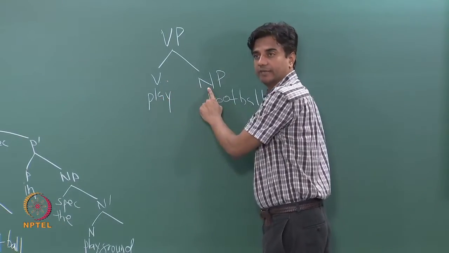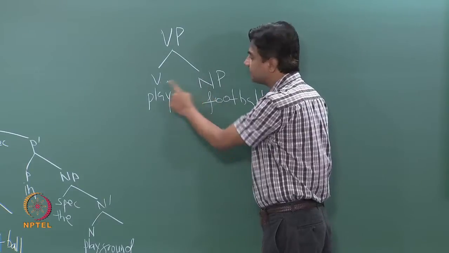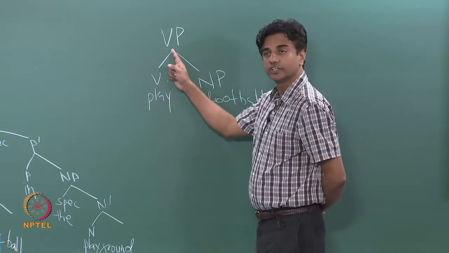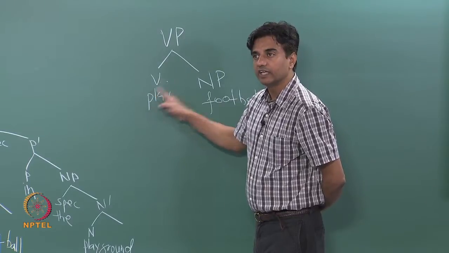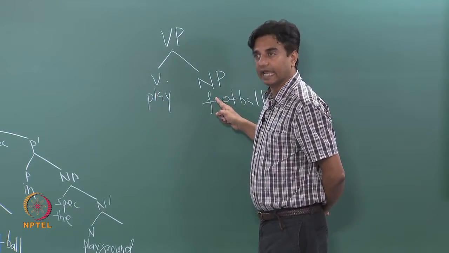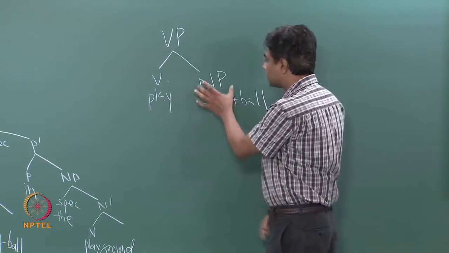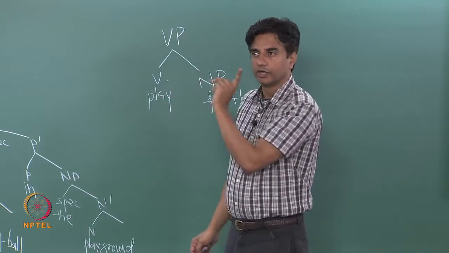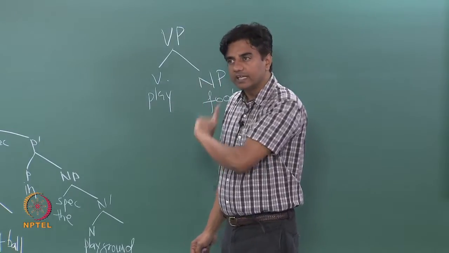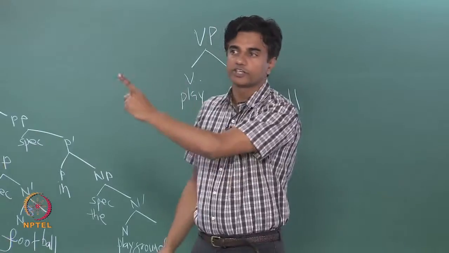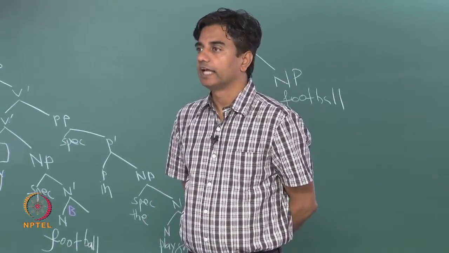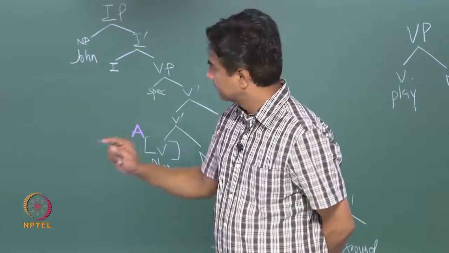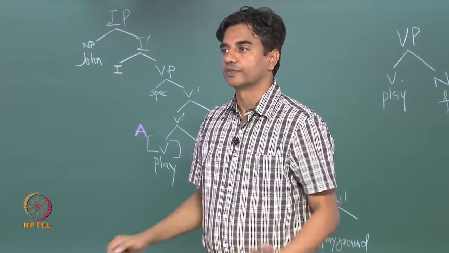when I said V C-commands NP, if you leave this structure this way, then it also says NP C-commands V, because the first branching node dominating V also dominates NP, whereas actually this needs to be further elaborated, and then you see that the first branching node dominating A dominates B, but the first branching node dominating B does not dominate A. Therefore, A C-commands B, but B does not C-command A. Right? And thus, this government relationship is also met.